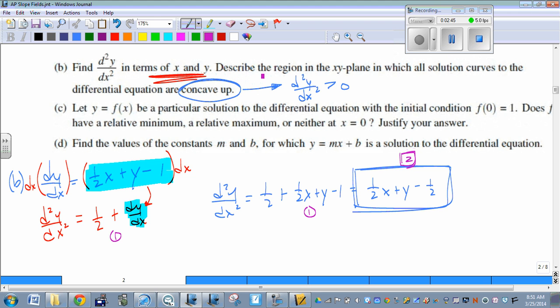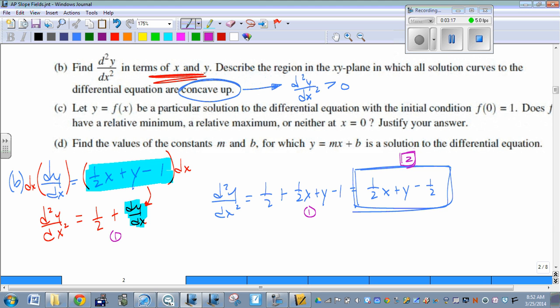So it says describe the region in the xy plane where the solution curves to the differential equation are concave up. Well, normally to figure out where it's concave up, we do a number line, put the points on the number line where the second derivative is 0, and check in between to figure out when the second derivative is positive. It doesn't work that way when we've got x and y in our equation. If it was just x in our equation, we could do it that way. But having x and y both in there makes it a little more complicated.